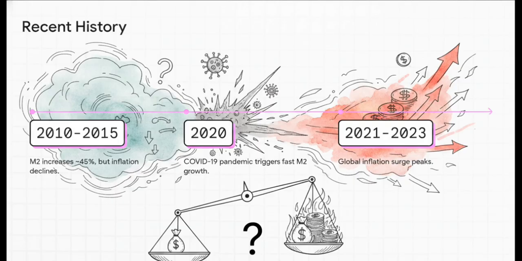But then, fast forward to 2020, the COVID-19 pandemic triggers the fastest M2 money supply growth in decades, and, right on cue, from 2021 to 2023, the world experienced a massive inflation surge. So what gives? Does the theory work or doesn't it?